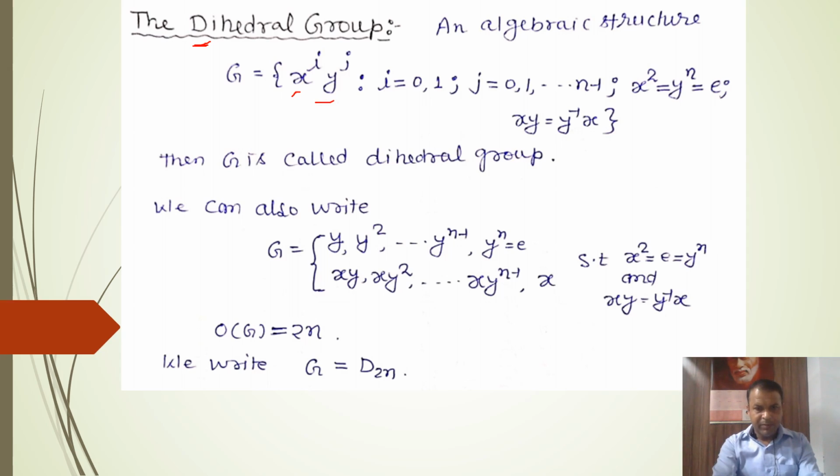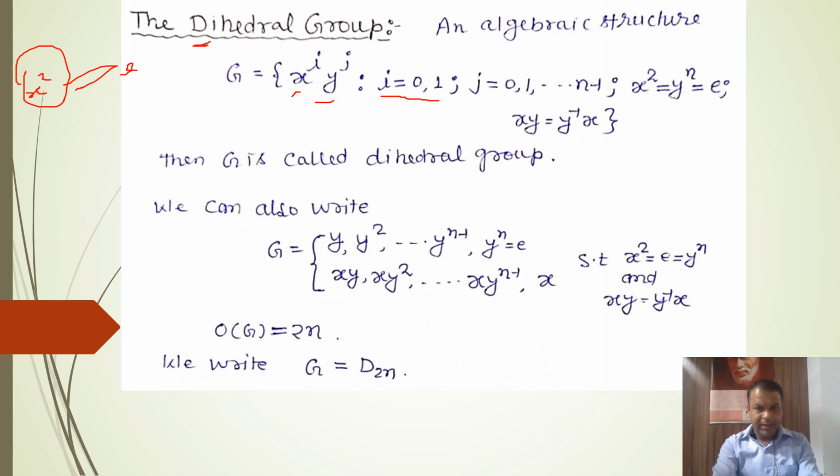i varies from 0 to 1. It means it will not contain x square. The x square term will not be contained in this group. So the value of x square will be equal to identity. It means the order of this element x is 2. Again, for this y, the order of element y will be n, where n may be any number.